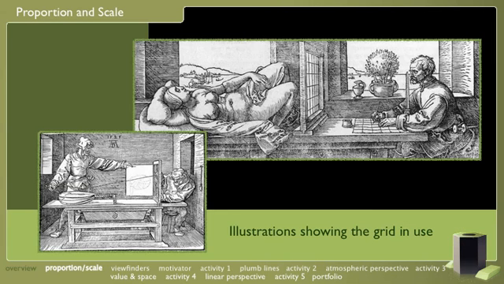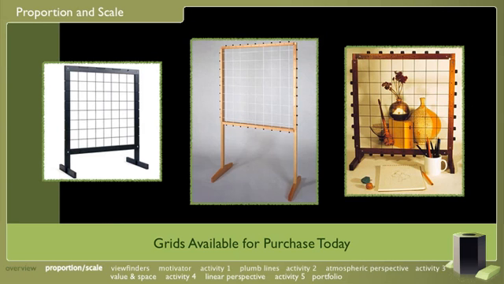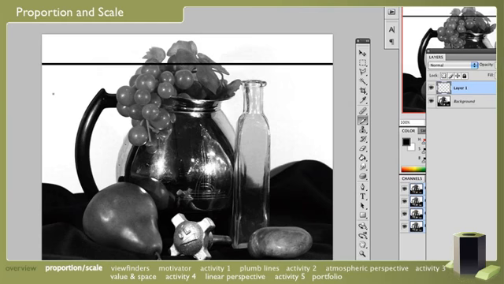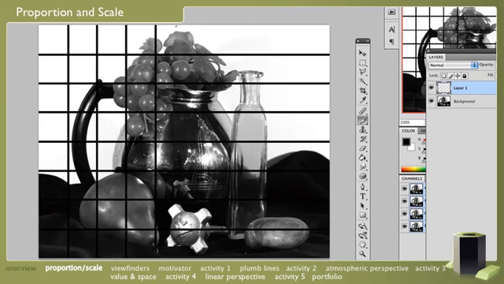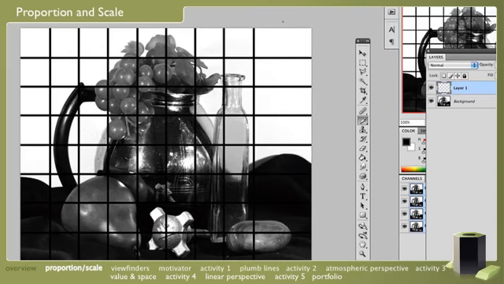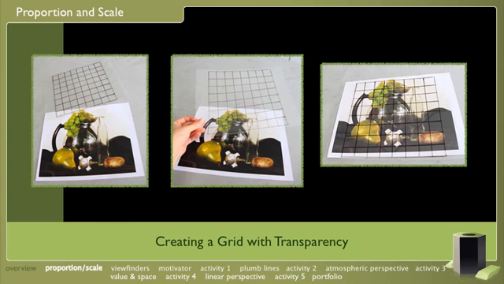The grid started as a mechanism that was placed between the artist and the subject matter, helping the artist to solve proportional, scale, and perspective issues. These mechanisms can be purchased today in all forms. You can make your own grid as well using Photoshop. You can also use the transparency to create your own grid as well.